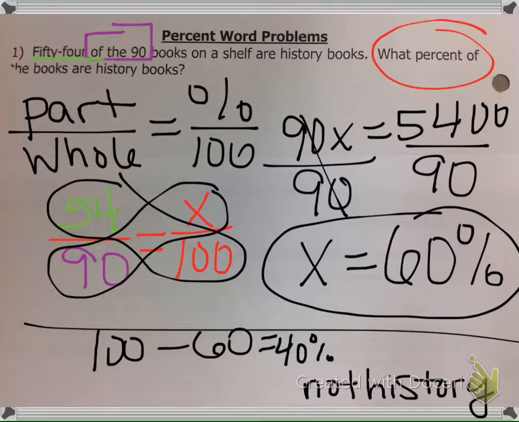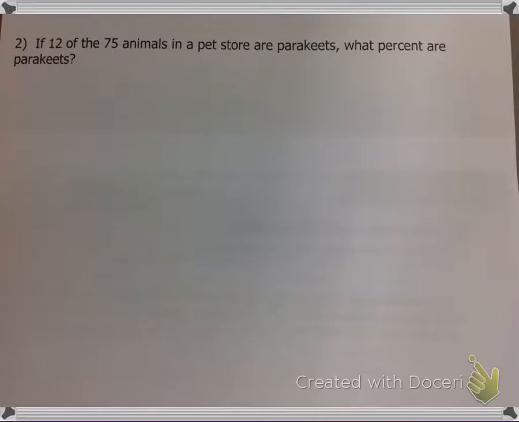But 60% are history. And it's not a bad idea to go back and read the word problem and make sure you answered the question that they're asking. What percent are history books? 60% are history books. Okay, next question.